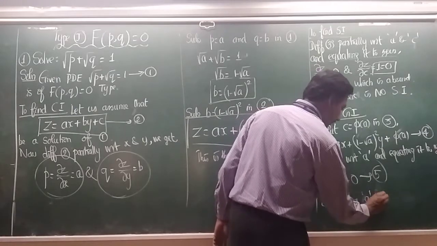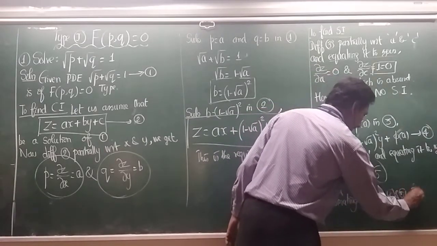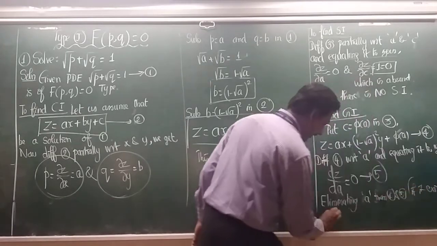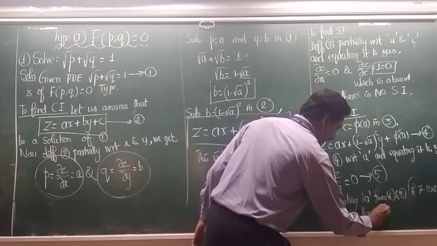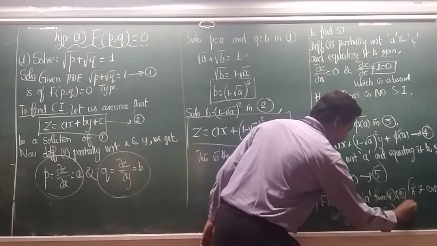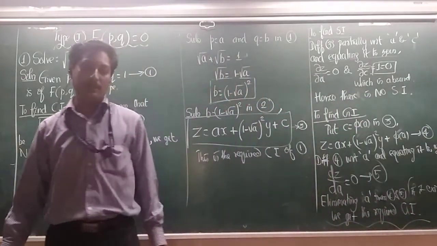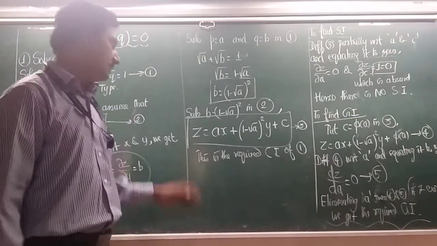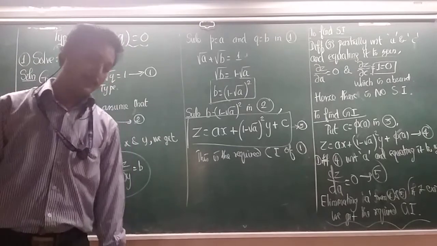From equation number 4 and 5, if it exists, we get the required general integral. So that's it. This is the type number 1 model, that is the f of p comma q equal to 0 model.